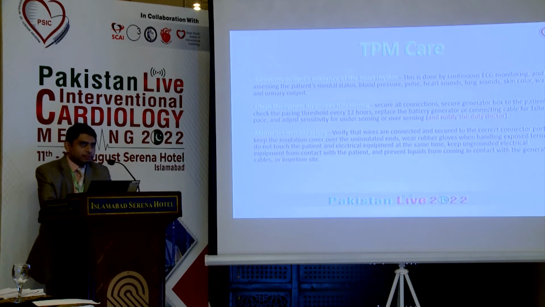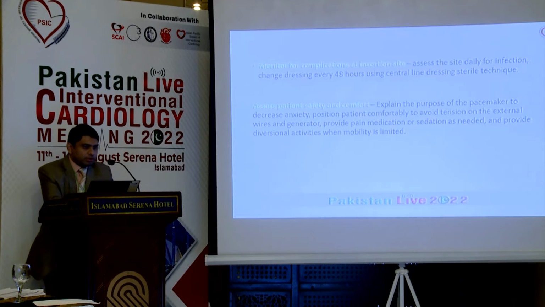that most of the time the battery is not working. So replace the battery generator most suitably every 48 hours. Due to this, there is failure to capture and the patient may go into asystole. So you maintain the electrical safety and monitor the insertion site.